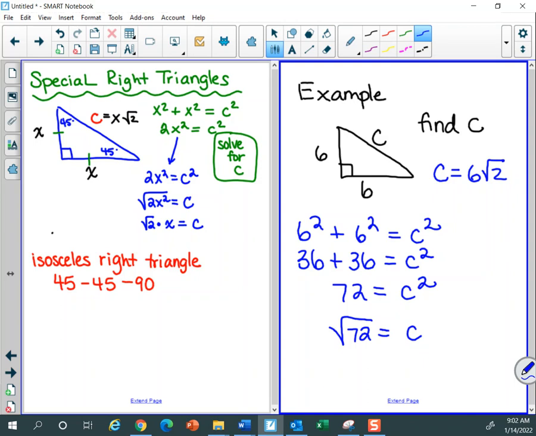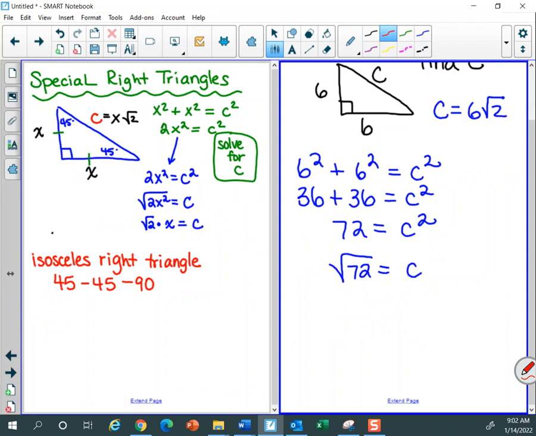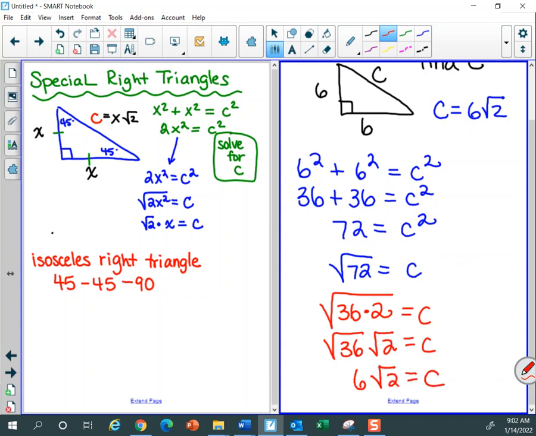I can get that pretty answer for c without even going through any of this work. Could you tell me c is equal to the square root of 72? Absolutely. Yes, you can. But the prettier version of the square root of 72, since 72 is 36 times 2, when we clean that up, that is 6 square root of 2.